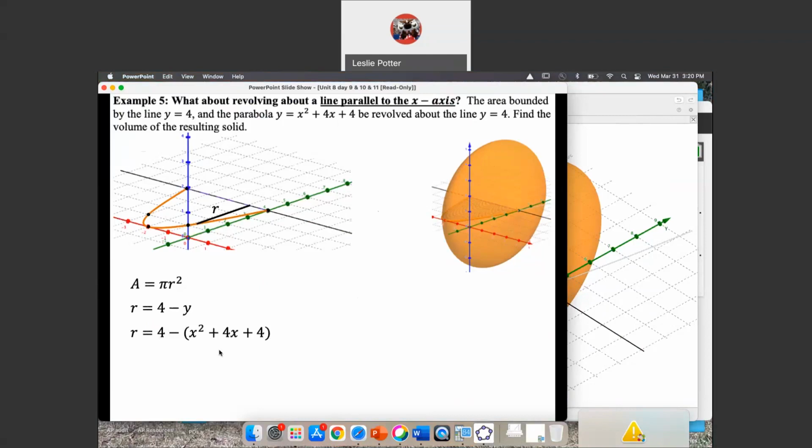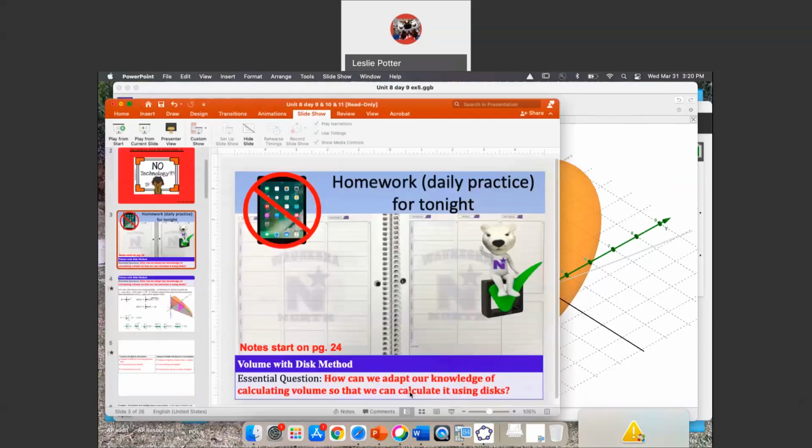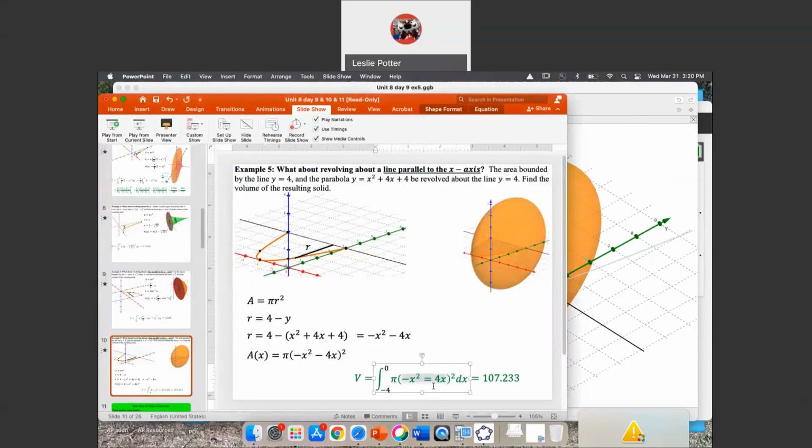So if we distribute that, the 4's cancel out. And then the radius is minus x squared minus 4x, and that's what we're going to have to square when we put it into the volume expression. So our area expression is pi times that squared. And our volume then goes from negative 4 to 0, pi times (minus x squared minus 4x) squared. That should be a minus sign, not an equal sign. Let's correct that. I thought I had corrected that before. Here we go. So let's correct that to a minus sign. Let's go ahead and put it in that slide again.